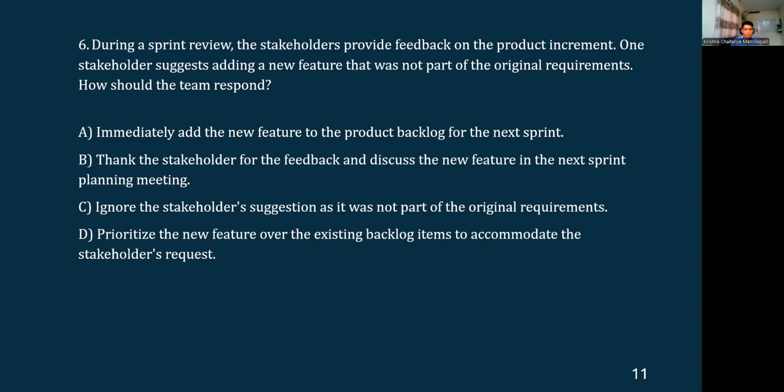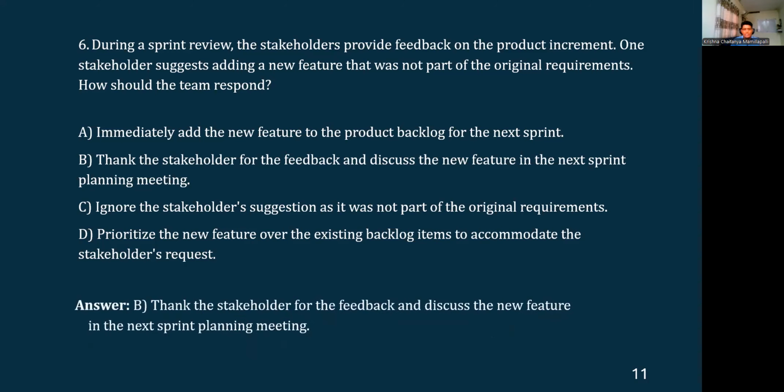Let's see the last option. Prioritize the new feature over the existing backlog items to accommodate the stakeholders' request. Again, this goes along similar lines as option A, which is jumping to a conclusion and immediately taking up the requirement or suggestion made by the stakeholder, putting it into the sprint backlog and starting to work on it. That is also not right. So looking at all the options, the best suitable and right approach in this particular scenario is answer B. Discuss the suggestion made by the stakeholder in the upcoming sprint planning meeting and see whether it fits in the upcoming sprint or not.